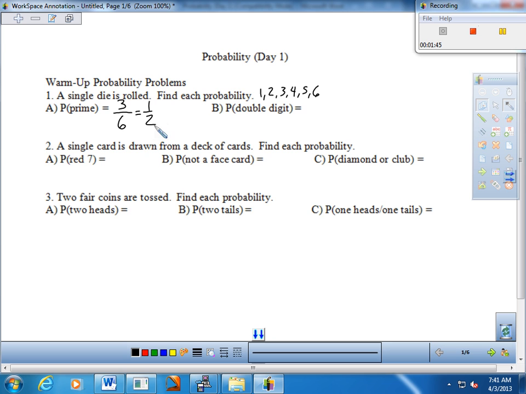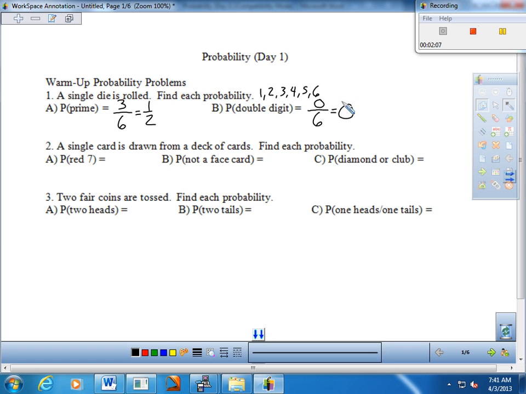Okay, probability that it's a double digit. So out of 6, and then how many of those outcomes are double digits? Well, it looks like 0 of them. So in this case, the probability would be 0. All right, nice. Let's keep going here.